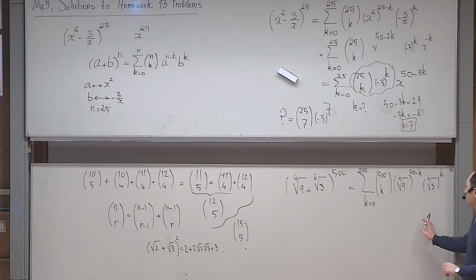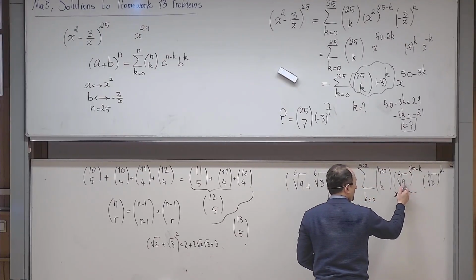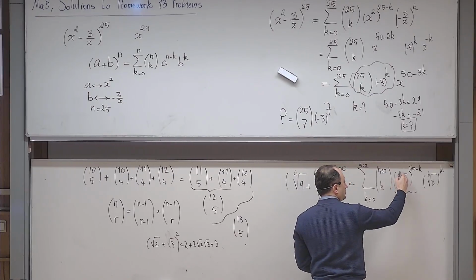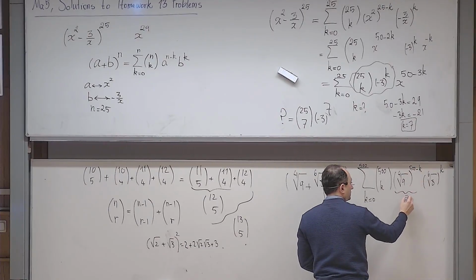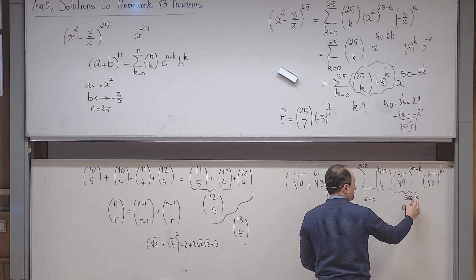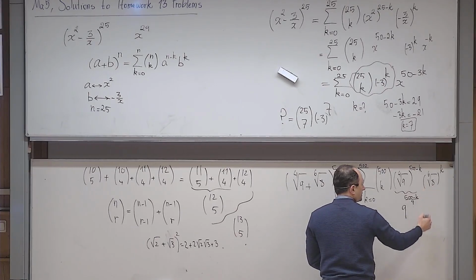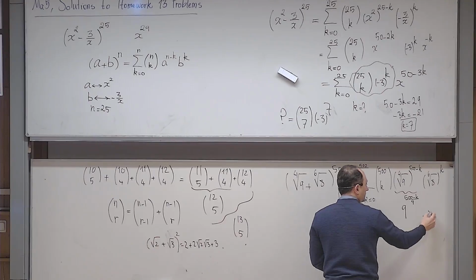So for example, what can I do? Here, I can write it as 9 to the power of 1 over 4, but that power of 1 over 4 will be multiplied here, so it becomes 9 to power 500 minus k over 4. And then this one becomes 8 to power 1 over 6, but 1 over 6 will be multiplied by k. It becomes k over 6.